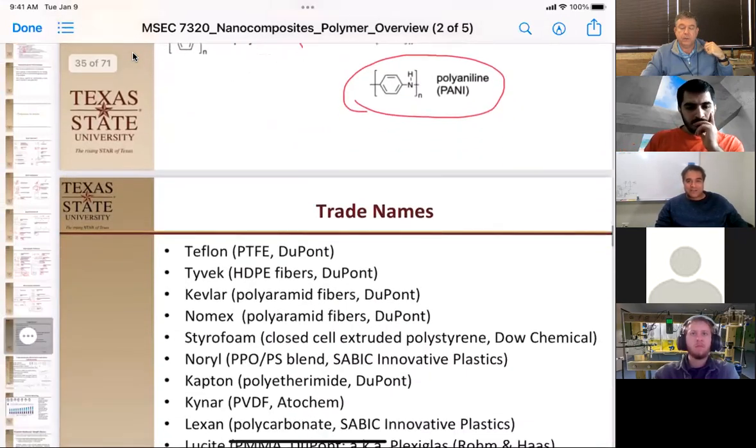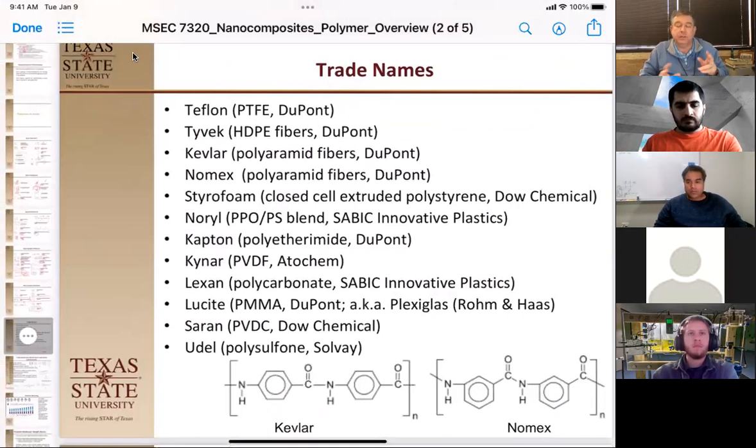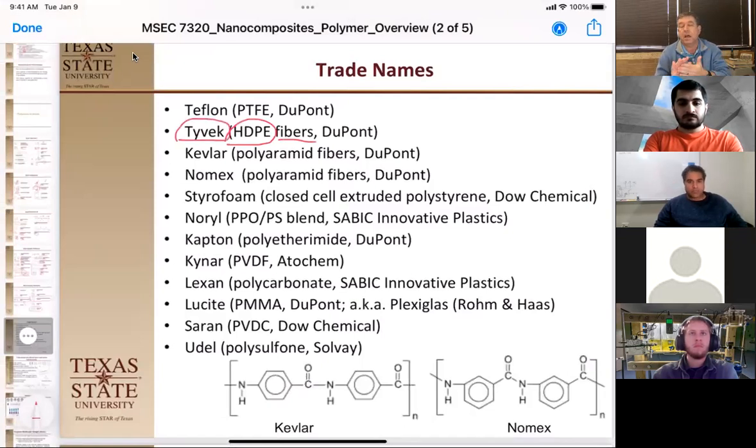Okay, so there's also some trade names associated with this. Like I said, Teflon is polytetrafluoroethylene. Most of these are made by DuPont or Sabic, so they're kind of easy to identify. If you have high density polyethylene fibers, it has to be high density polyethylene fibers, we call that Tyvek. And Tyvek is usually used as a non-woven fabric, either as jumpsuits that help decontaminate you, or they're used to wrap houses.